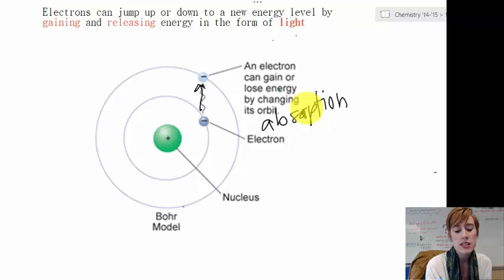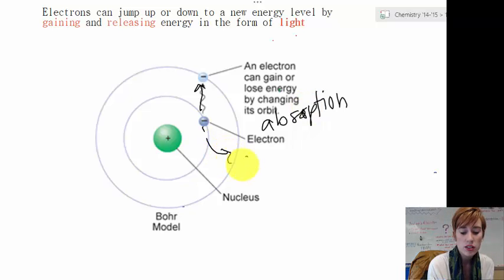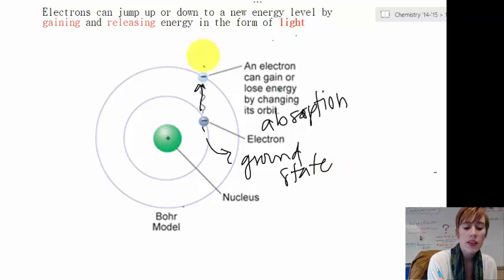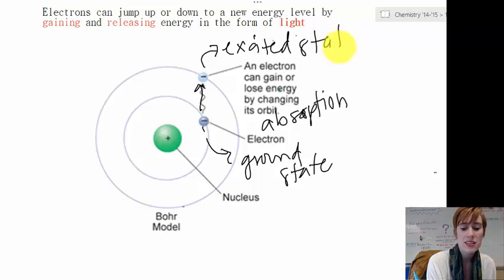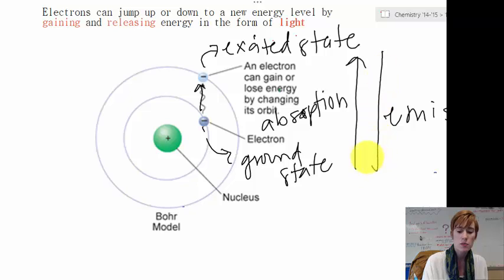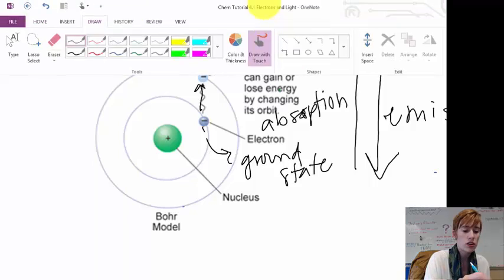When the electron is in its regular energy state, that's called its ground state. So the regular energy level that the electron normally exists in is its ground state. When the electron gets excited or when it absorbs the light and it jumps up, that's called the excited state. So there's the ground state and the excited state. Absorption is when you go from the ground state and you jump to the excited state. Emission is the opposite. Emission is when the electron is in the excited state and it jumps back down to the ground state.